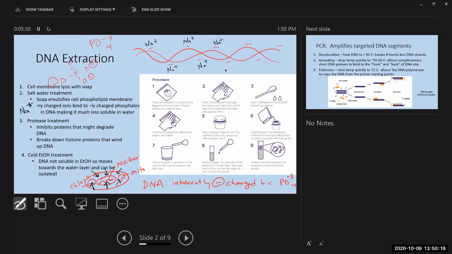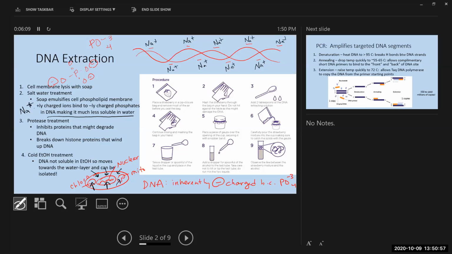And what that does is now DNA is no longer negatively charged. It's kind of neutral in charge. All right. So again, what the salt does is it gets rid of that inherent negative charge. Now, why do we care about that? We care about that because the ultimate goal of DNA extraction is to get the DNA out of the water, right? And by getting rid of those negative charges up here, we're actually making the DNA less soluble. It's still soluble, but we're making it less soluble. Hopefully that makes sense. The third thing we're going to do is we're going to add some protease.